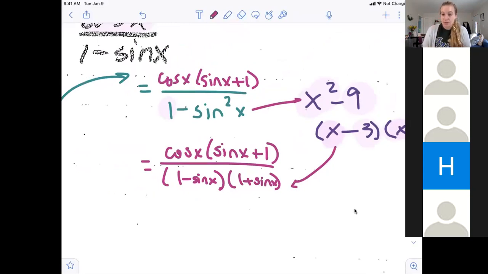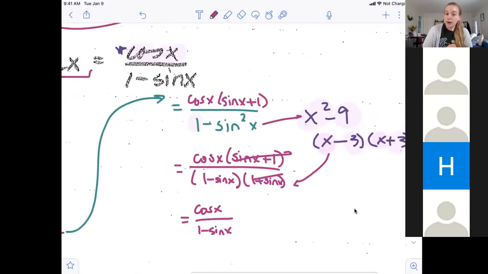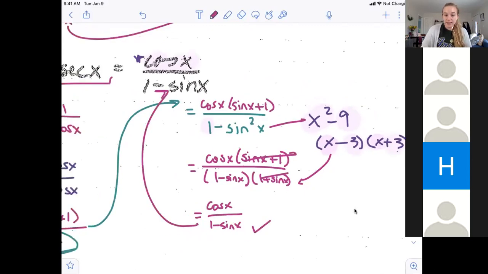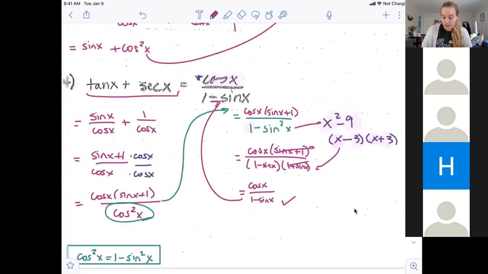I've got a sine x plus 1 on top and a 1 plus sine x on the bottom. If you were to rearrange those or rewrite those, they're the same thing. So I'm going to cross them out, and I'm going to get cosine of x over 1 minus sine x. Ooh, and that's exactly what I want it to equal. That is the final answer, so I did it. I finished.